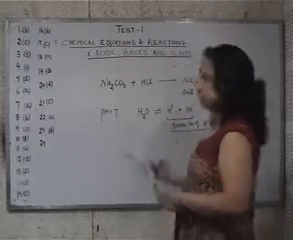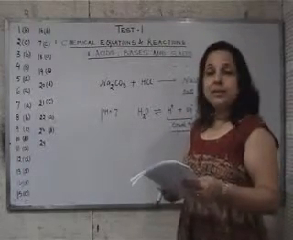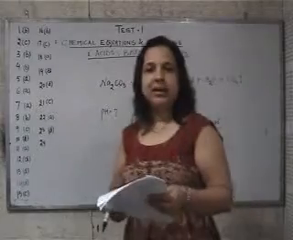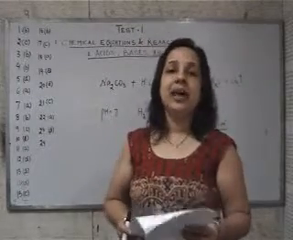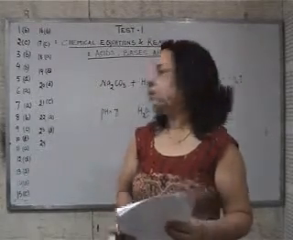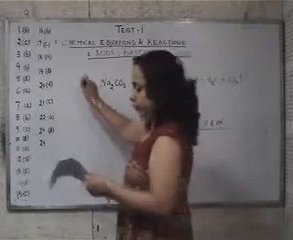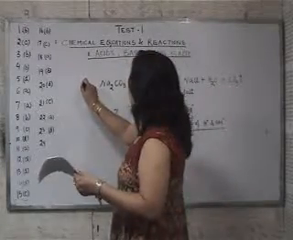pH will be 7. What is the pH of the human stomach? The human stomach has an acidic pH. 24th question we have done.